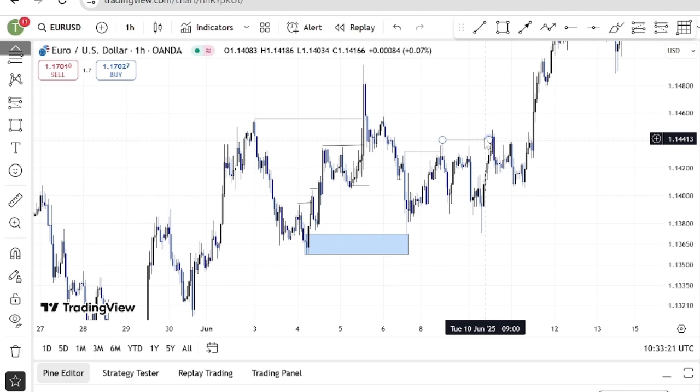And when you have a full body close, that validates that the order block below that zone is a valid order block, or the change of character or the market break of structure you have is a valid one. But if you have candle wicks, then it signifies what? A sweep of liquidity. So don't mistake these two concepts for each other.